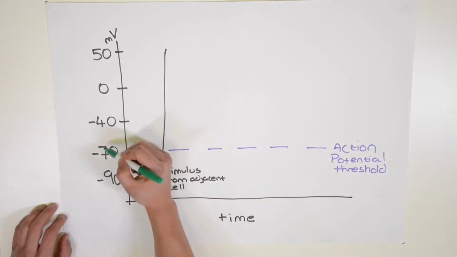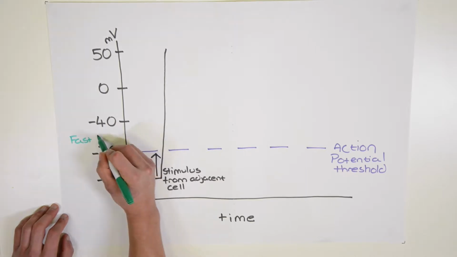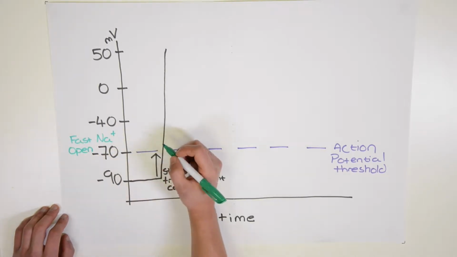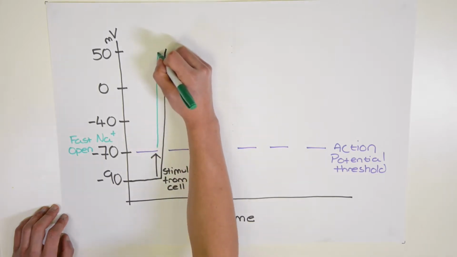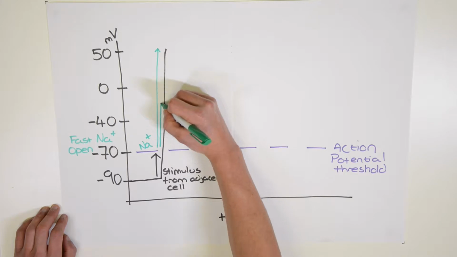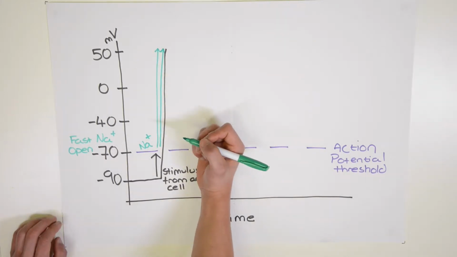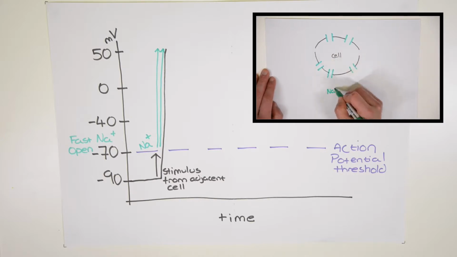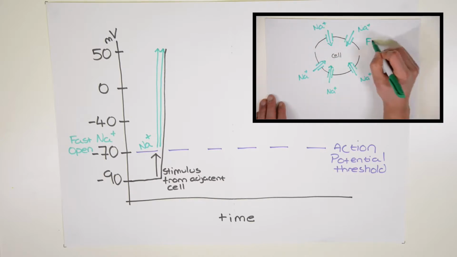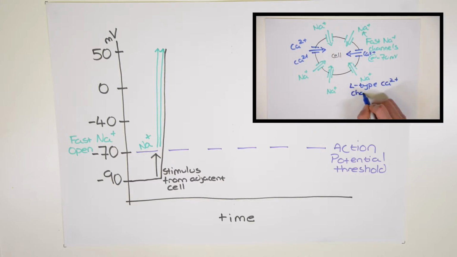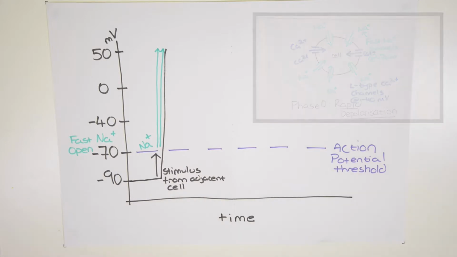Upon reaching the action potential threshold, fast sodium channels are opened. These channels permit a rapid influx of sodium into the cell, which drives the membrane potential towards the equilibrium for sodium, which is around +50 millivolts. Potassium rectifying channels are also shut as the membrane potential is met, producing the rapid depolarization that we see in phase 0.